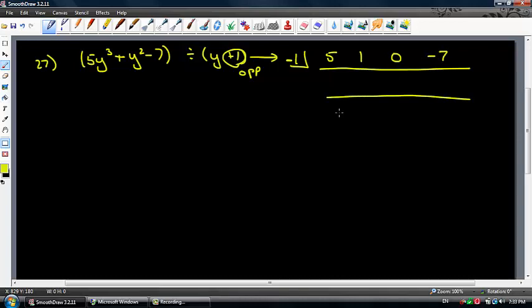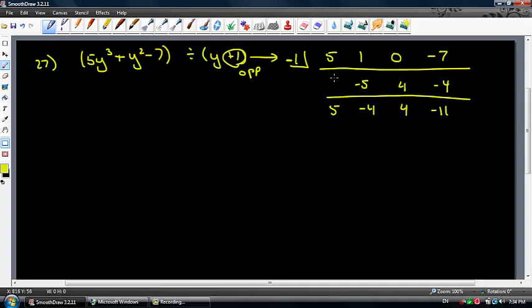Okay, with synthetic division, it's just a process. So you just bring down the 5, multiply to get this number in here. So negative 1 times 5 is negative 5. Add downward, that's negative 4. Multiply negative 1 times negative 4 to get positive 4. Add downward to get positive 4. 4 times negative 1 is negative 4. Negative 7 minus 4 is negative 11.